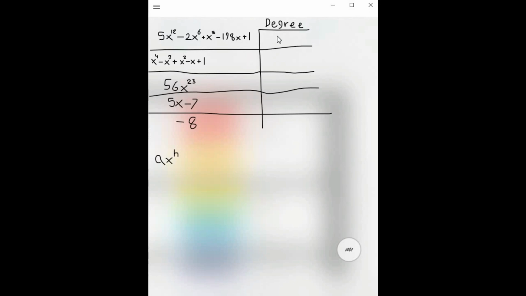So the largest exponent in the first one is 12. The next largest exponent for the second equation is 4. The next one is 23. After that, it's 1, because we've seen nothing above the x. And there's no variables, so this one is 0, the last one.